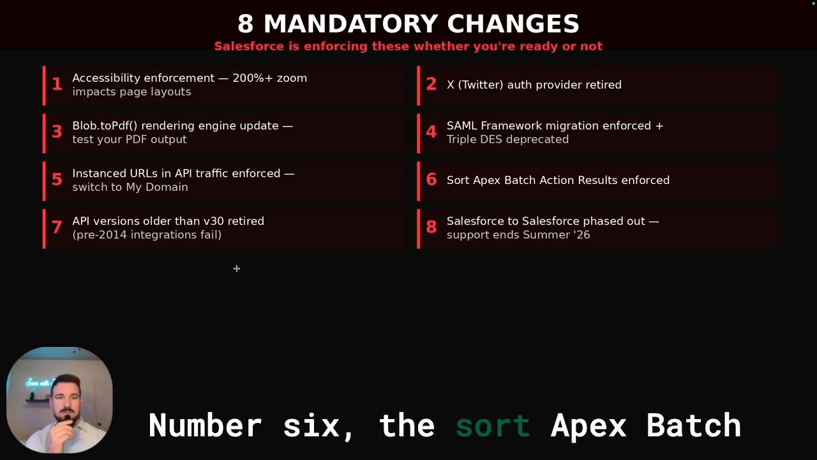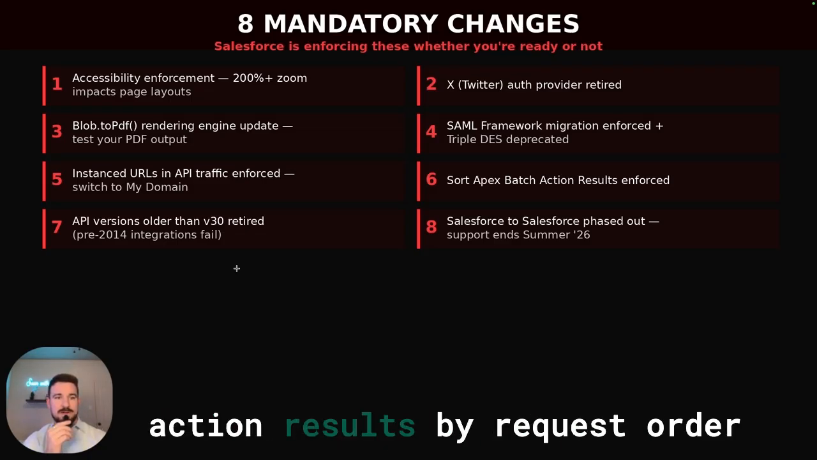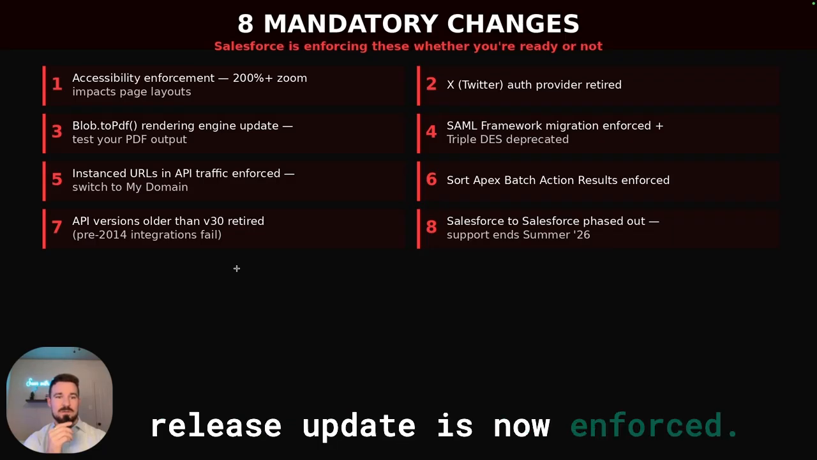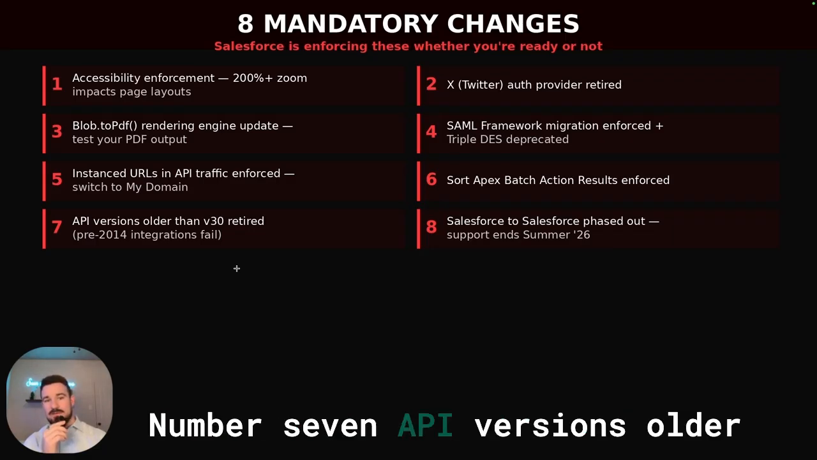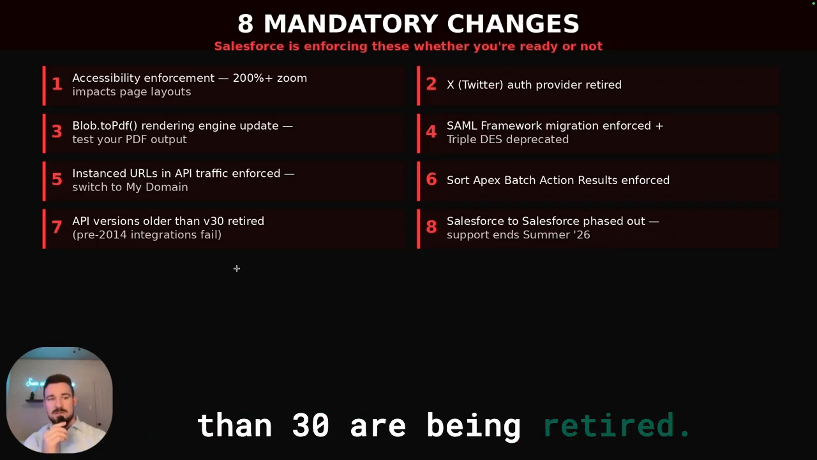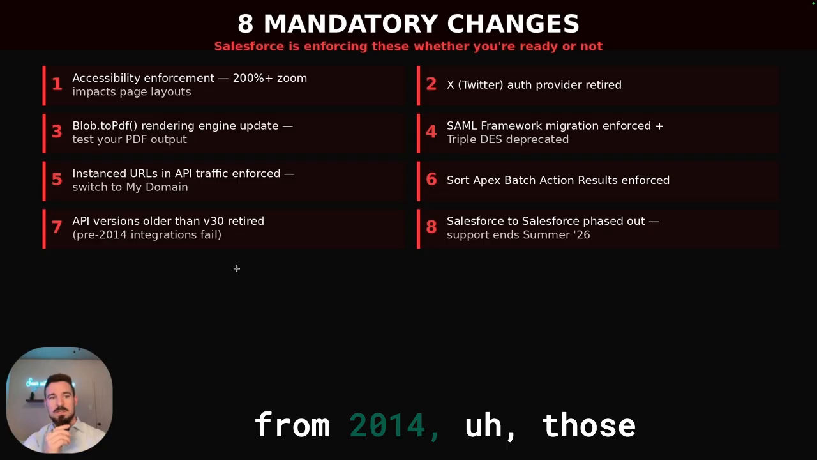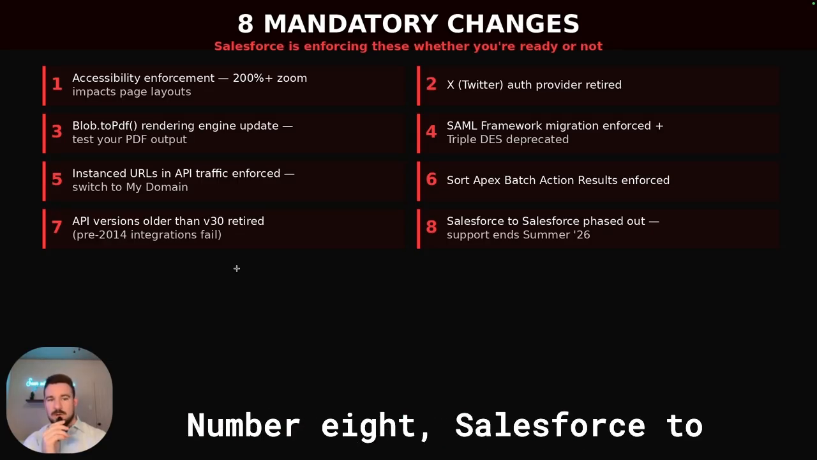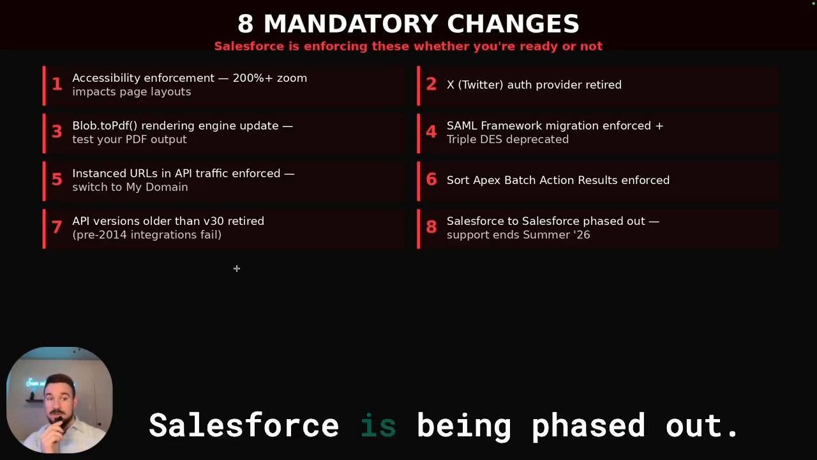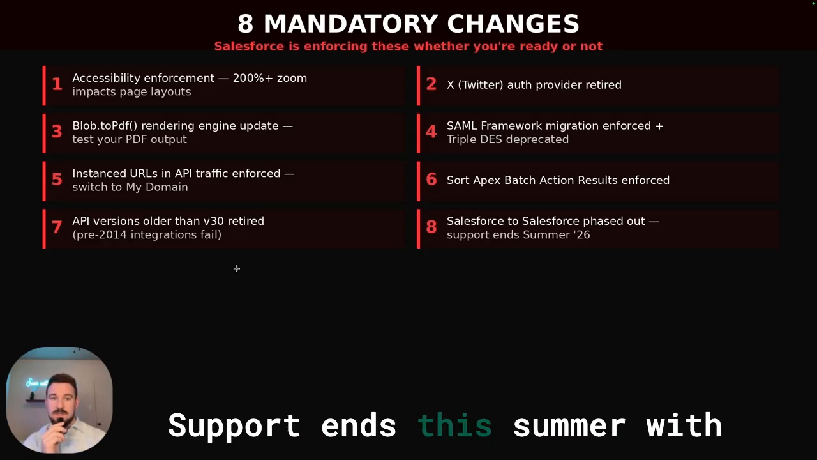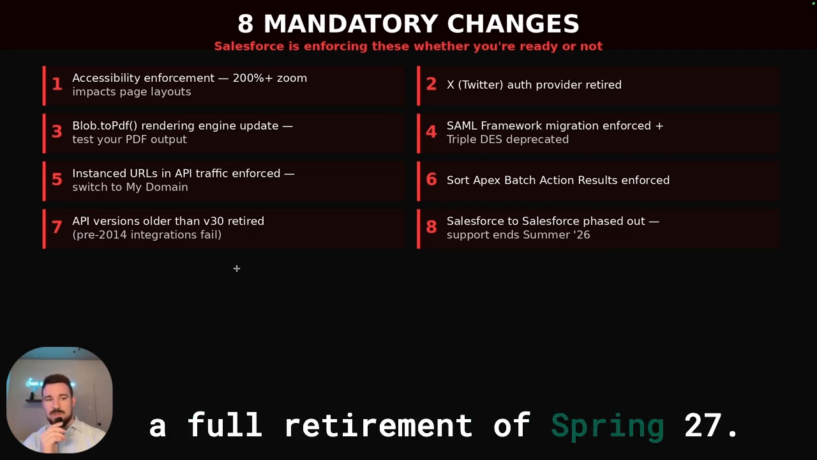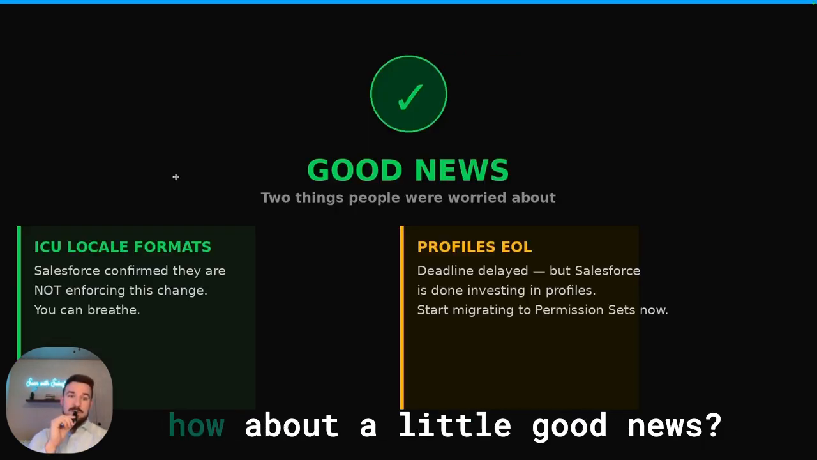Number 6, the sort Apex batch action results by request order release update is now enforced. Number 7, API versions older than 30 are being retired. So if you have integrations from 2014, those are likely to fail. Number 8, Salesforce to Salesforce is being phased out. Support ends this summer with a full retirement in Spring 27. That was a lot of bad news. So how about a little good news?